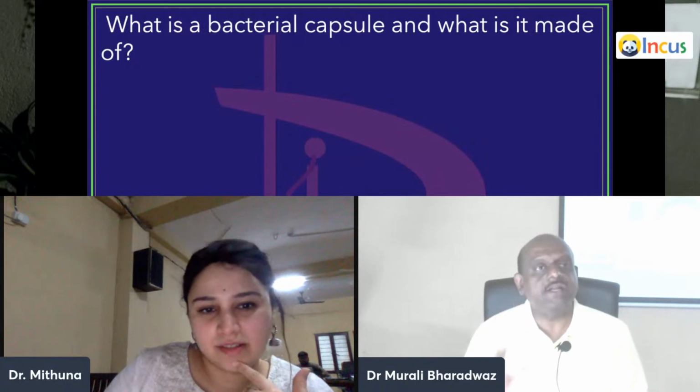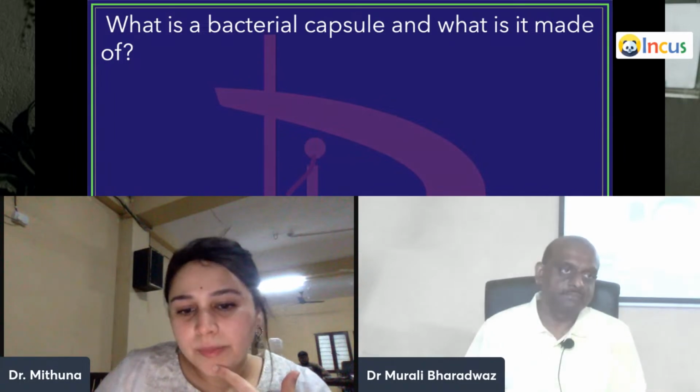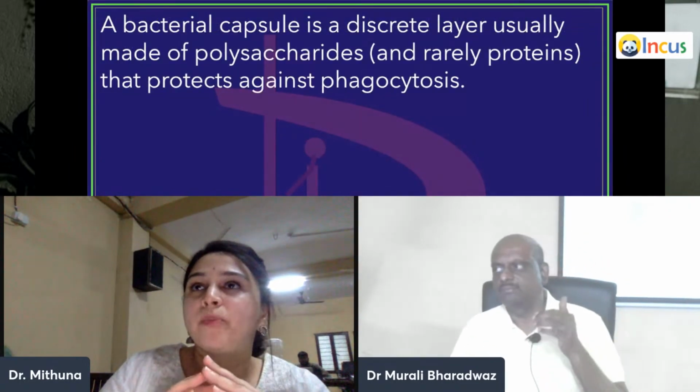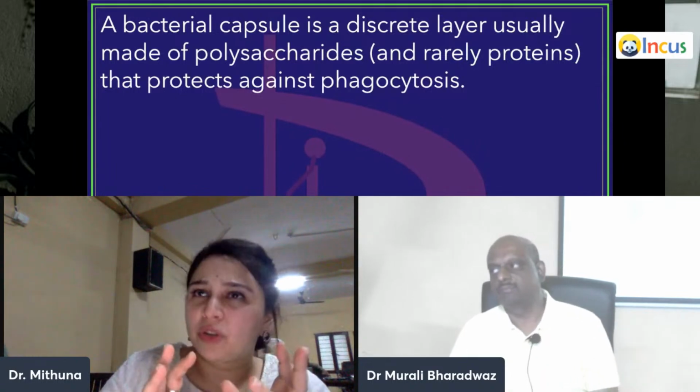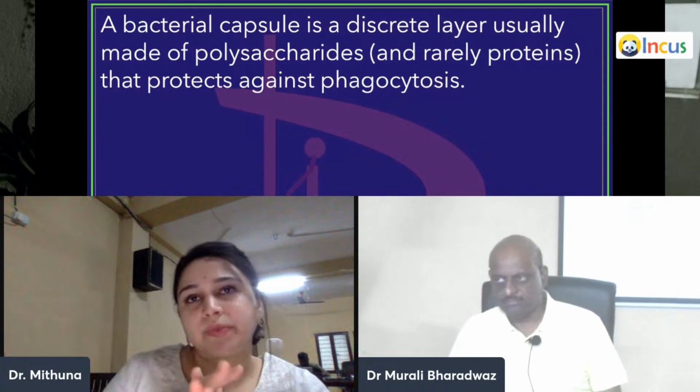What is a bacterial capsule and what is it made up of? So the bacterial capsule is a layer which is made up of polysaccharides, rarely proteins. It protects the cell from phagocytosis.